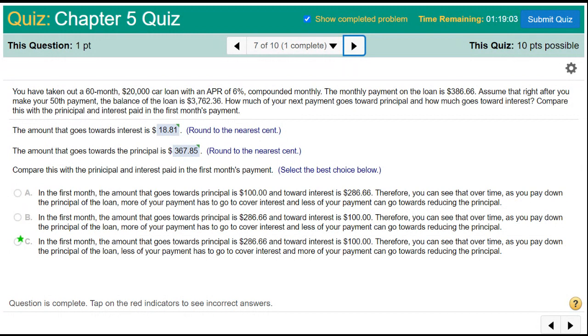Then you're going to convert that into a decimal. How many zeros are you going to put in front of that? 2. So it becomes 0.005, 3 zeros, 0.0005. And you're going to say 0.0005 times 3,762.36, and it should be $18.81.